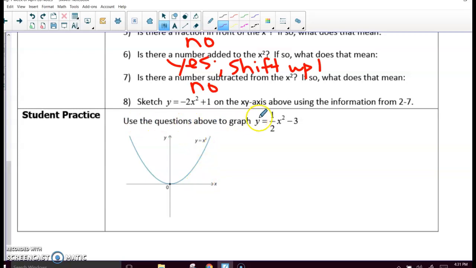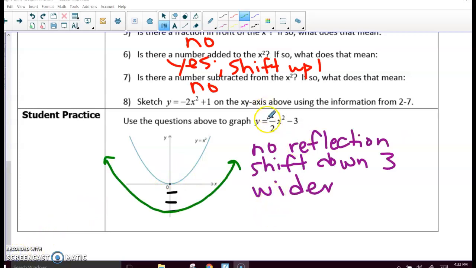What I would like you to do here is answer these same questions up above that we did for y equals 1/2 x squared minus 3, and then you will sketch that graph on this axis. So select pause, answer the questions, and sketch your graph.